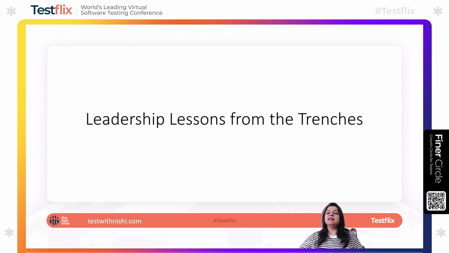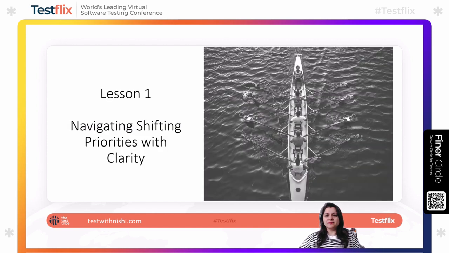Now, let's look at the leadership lessons one by one. The first lesson, navigating shifting priorities with clarity. In fast paced agile environments, priorities can change often due to market conditions, customer feedback, or internal shifts. So teams can become overwhelmed without clear leadership that leaders must help them to achieve.